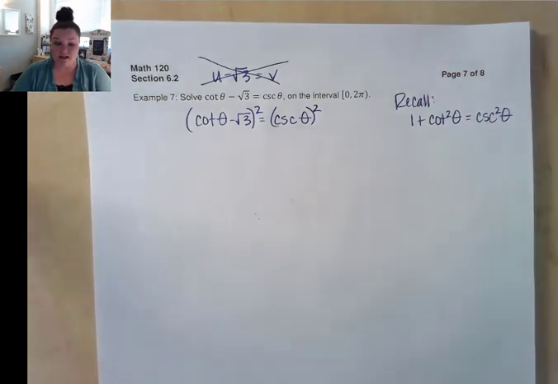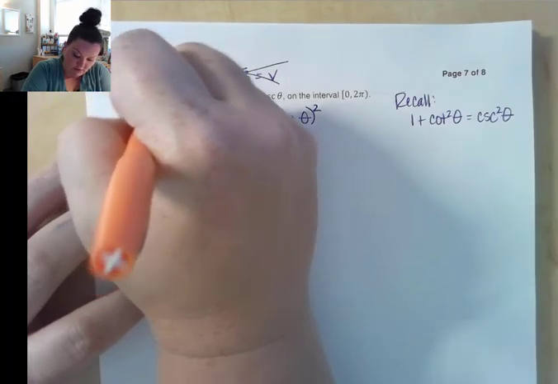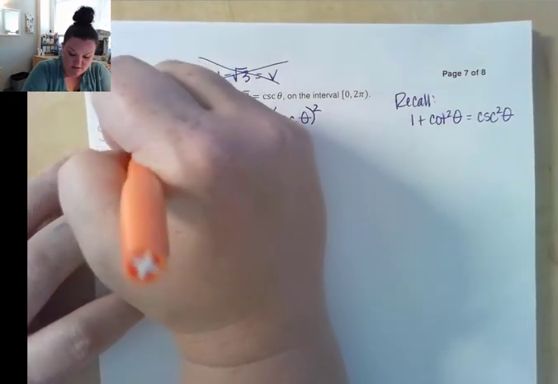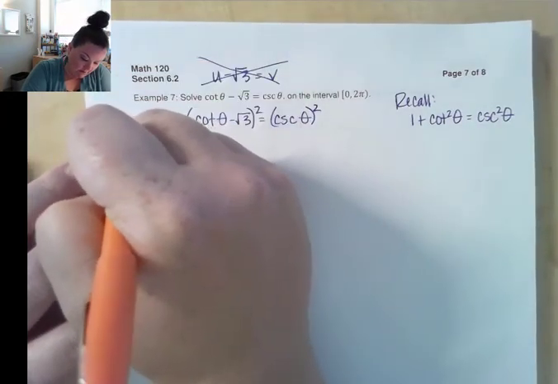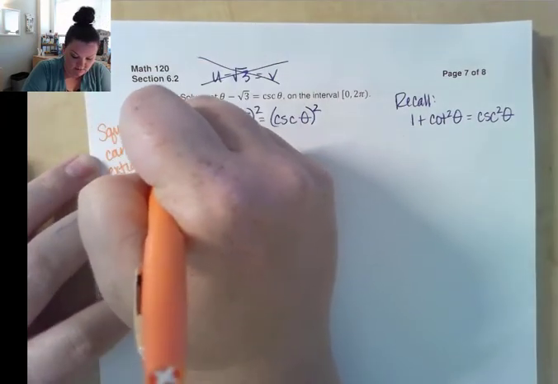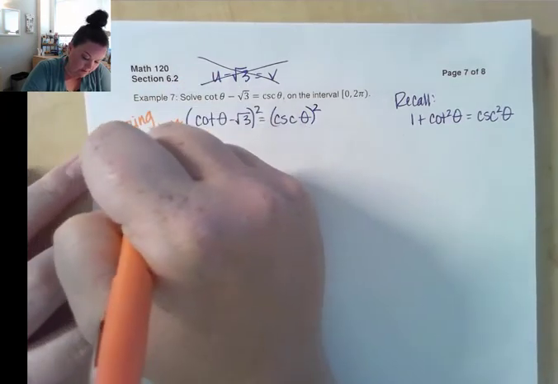Now, one thing to note is that when we square equations, sometimes that gives us extra solutions that otherwise we wouldn't have normally had. Okay, so I'm just going to write over here as a note, squaring can produce extra unneeded solutions.